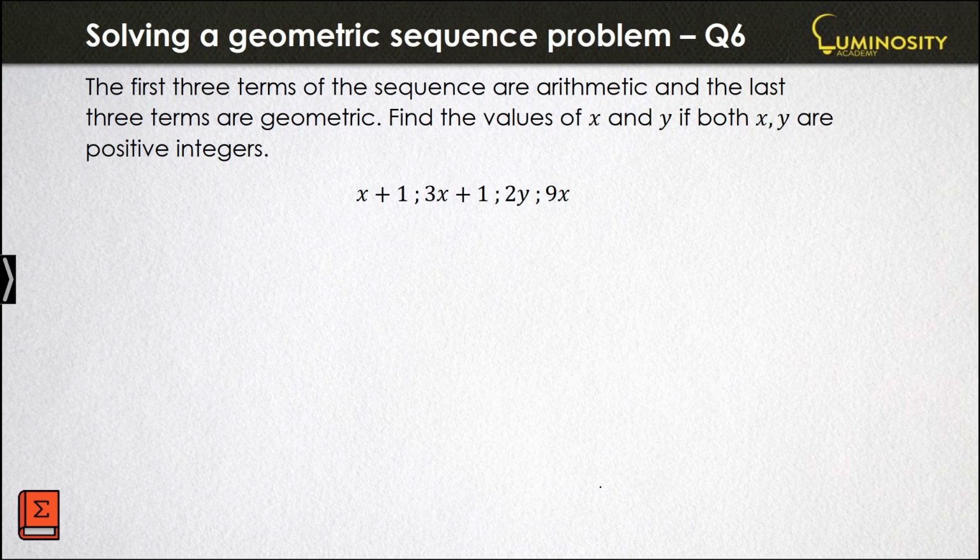We're given that the first three terms of a sequence are arithmetic, and the last three terms are geometric. Find the values of x and y. Already that keyword, values, means there could be more than one, if both x and y are positive integers. Now that is a crucial piece of information, because if one of the values for x or y is not a positive integer, then we need to discard that solution.